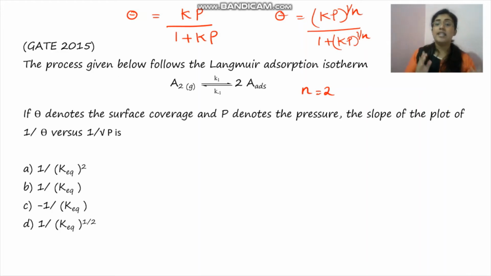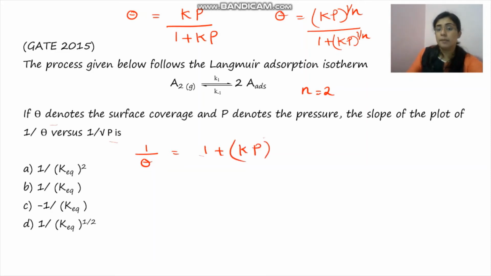And now in the question they have asked for 1 by theta. So I have theta in the equation. So only if I reverse the equation, if I take the reciprocal of the equation, I would get 1 by theta. So the second equation that I have, let me just reverse the equation, take the reciprocal of it, and instead of n, let me also substitute it to be 2. So taking the reciprocal, 1 by theta would become equal to 1 plus Kp raised to, instead of 1 by n, I'm putting 1 by 2, divided by Kp raised to 1 by 2.